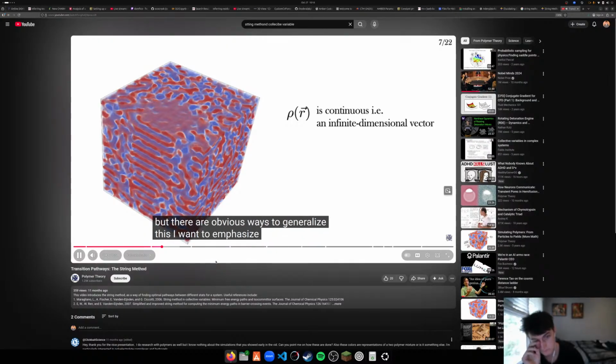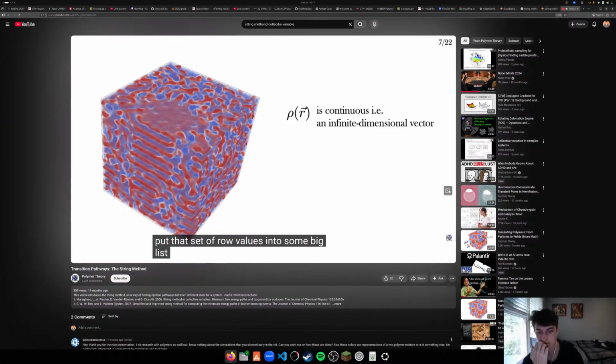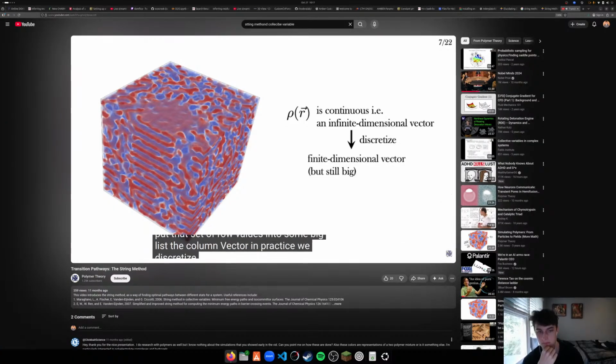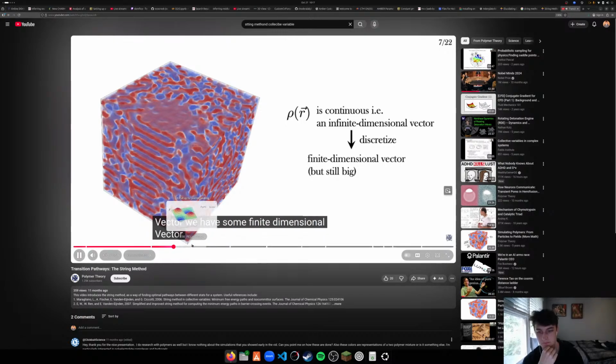I want to emphasize that we can think of this function as a vector in some Hilbert space of configurations. Every point in real space corresponds to a dimension in this Hilbert space, and the projection of the location onto this dimension is the concentration at this point. If you prefer, you can think of the state of the system as a set of rho values at every point in space, and we can put that set of rho values into some big list, the column vector. In practice, we discretize rho onto some kind of grid, so rather than an infinite dimensional vector, we have some finite dimensional vector. Still a lot, though.